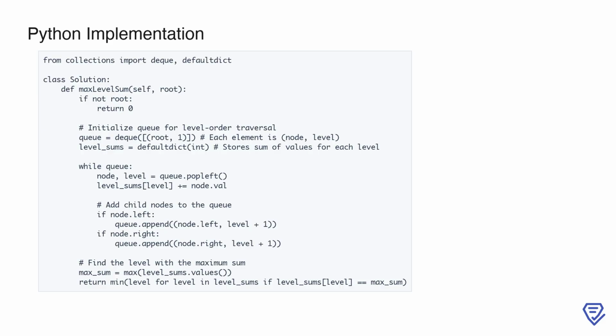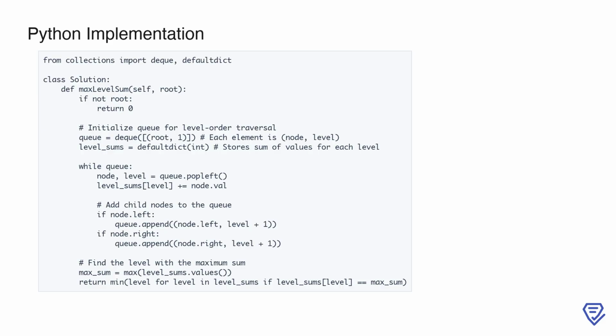2. Initialization: a queue is used for level order traversal, where each element is a tuple of a tree node and its level. A defaultdict is used to store the cumulative sum of node values for each level. 3. Level order traversal: the while loop processes nodes level by level. For each node, its value is added to the current level's sum in level_sums. If the node has left or right children, they are added to the queue with their respective levels, current level plus 1.